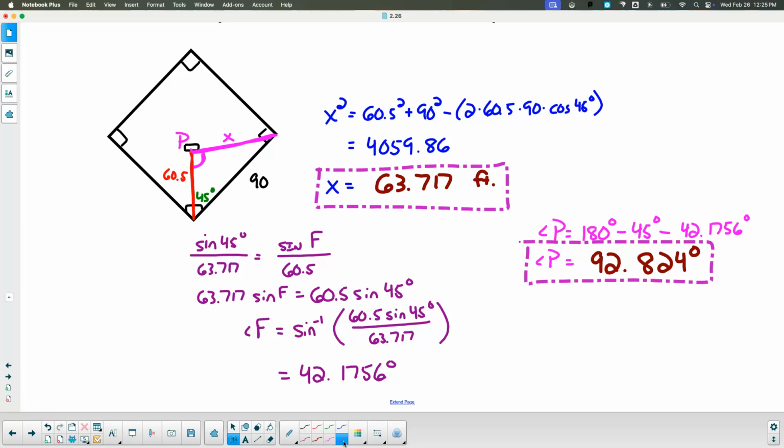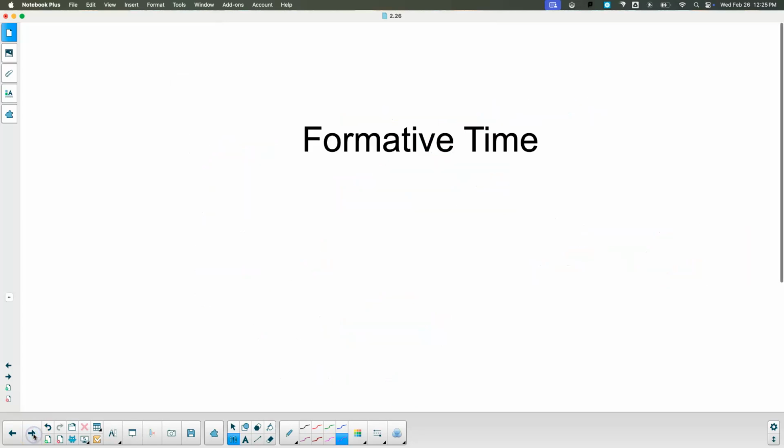Seeing, hearing none, we will begin our formative today. You can have out your identities sheet.